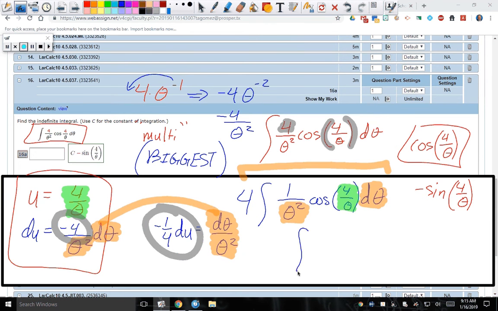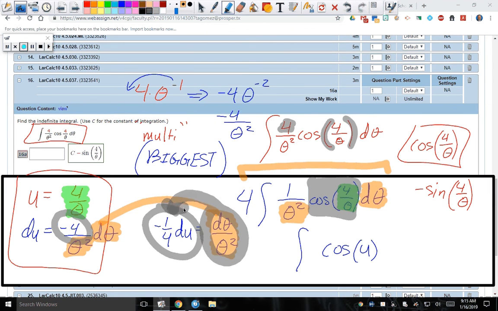I'm going to start with the cosine of u. Are we good? Okay, so I've accounted for this piece. I'm going to gray it out as I go through. I've accounted for this piece right here. Now I'm about to account for d theta over theta squared. Where I see d theta over theta squared, I'm going to replace it with a -1/4 du. So for my original, this just got replaced. The one's understood. I don't need that.